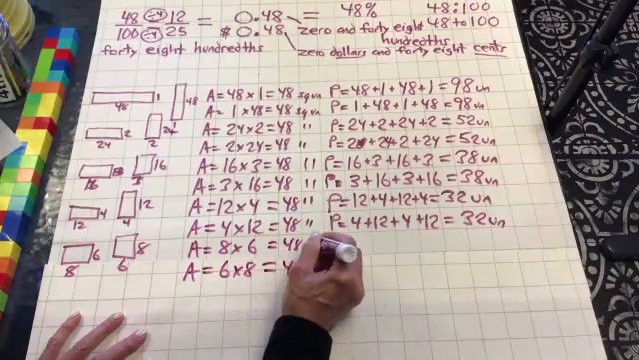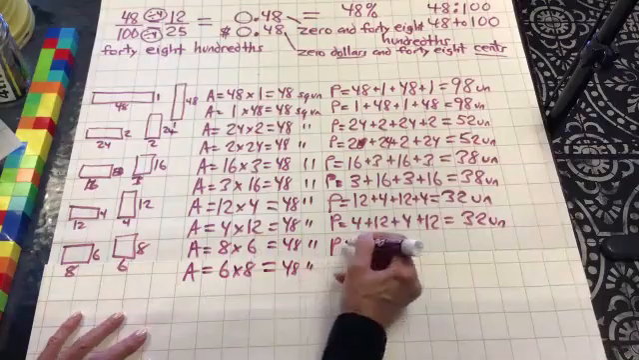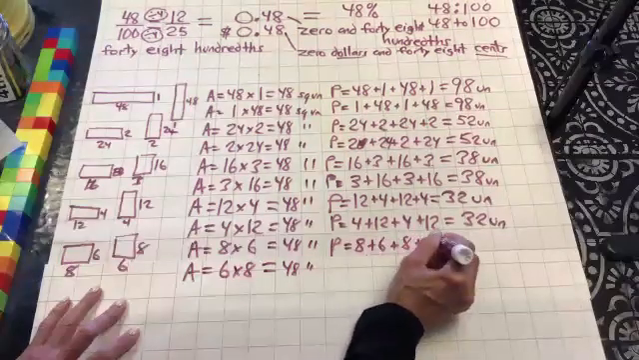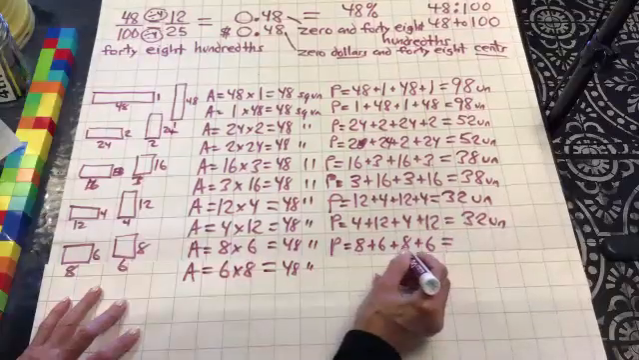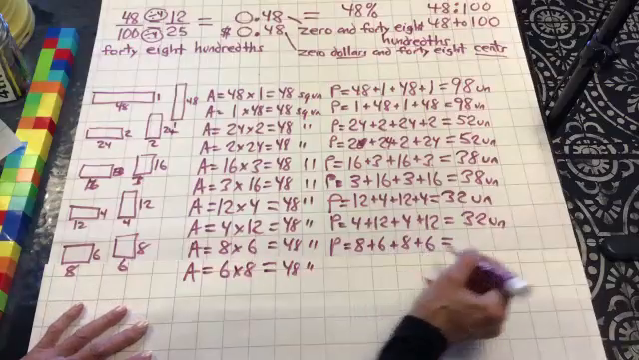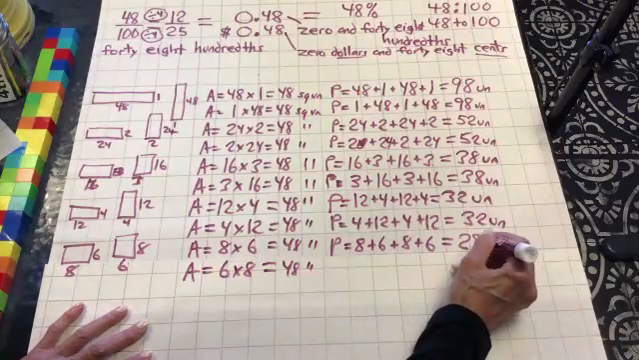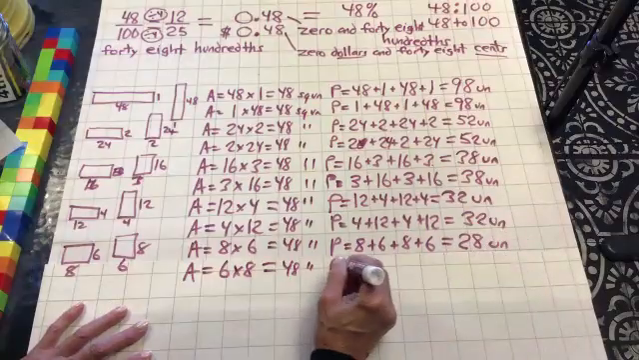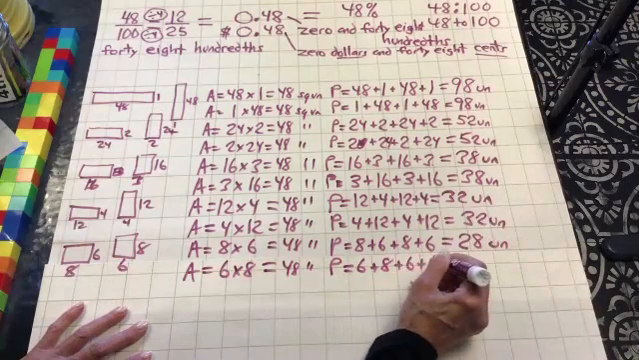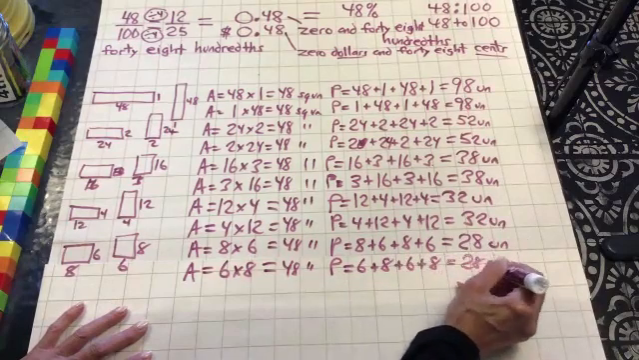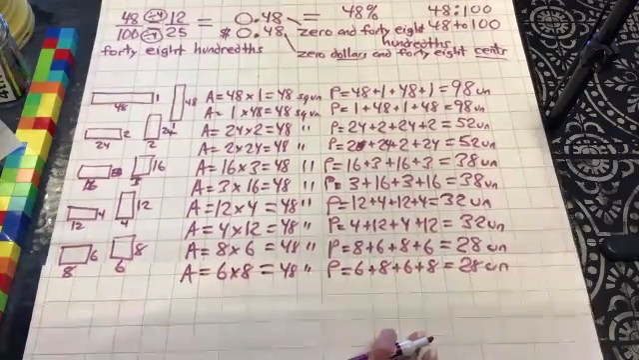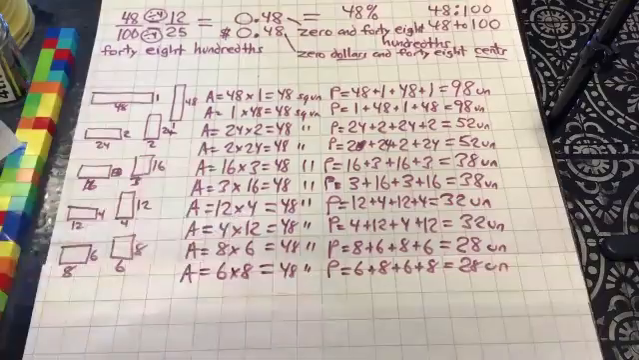Again, 48 square units. This perimeter would be 8 plus 6 plus 8 plus 6. So 2 8s is 16, 2 6s is 12. So 16 plus 12 is 28. This would just be changing the order up. Woo, and we're done with area and perimeter. Wow, look at all that. It's because of all the factor pairs.